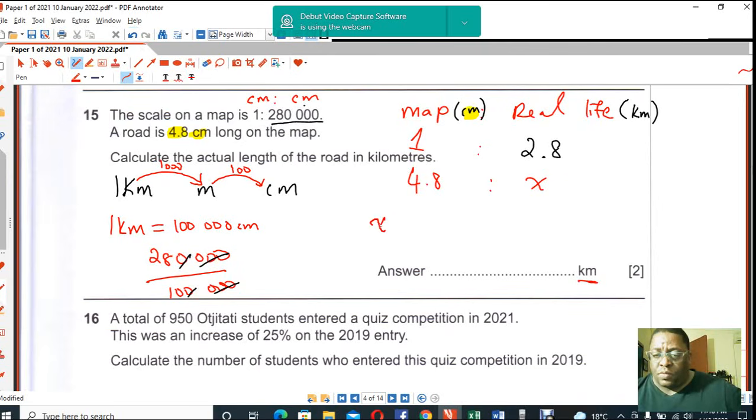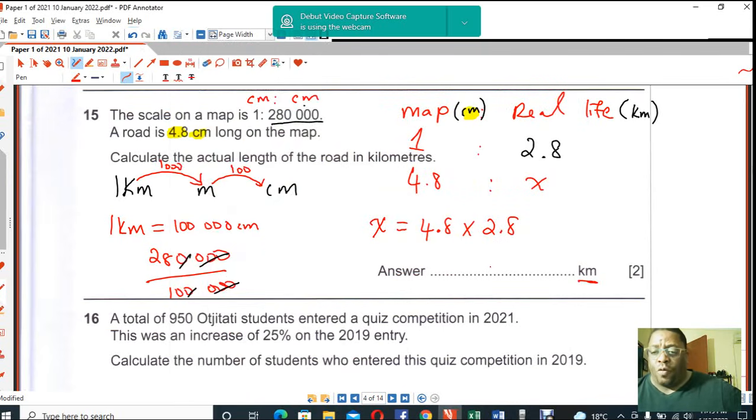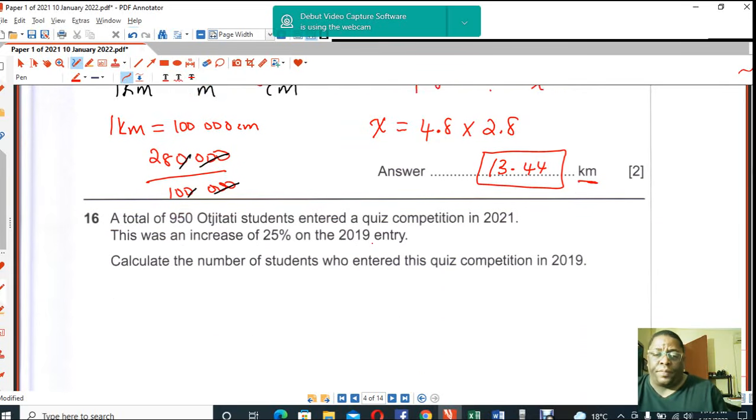What you're going to realize is what you have to do here. You have to say 4.8 times 2.8. And that answer will be the answer in terms of kilometers. So we're going to have 4.8, multiply that by 2.8. Okay? So that gives you 13.44. So 13.44, that is the correct answer. It's quite a lot of work, but you should be able to get this answer anyway.